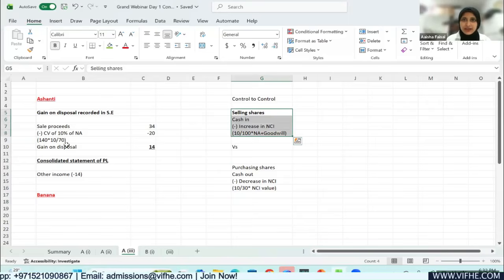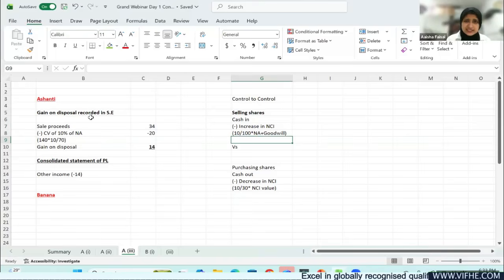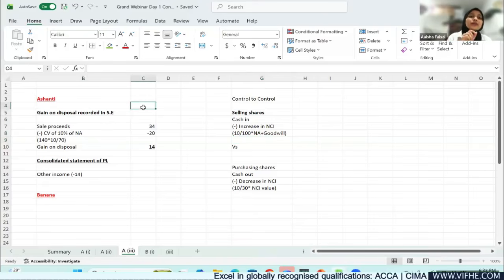One, this was not even a balance sheet calculation that we were doing. What is this? This is a balance sheet calculation. We are trying to identify what is the positive or negative movement in the equity. Cash in, balance sheet. Increase in NCI, balance sheet. The movement that you will get will be a balance sheet movement. What we are doing in Ashanti is it's a control to control situation. It is selling of shares. But what we're identifying is what they have recorded in their profit and loss statement. This was a P&L sum. What they recorded in the P&L sum?